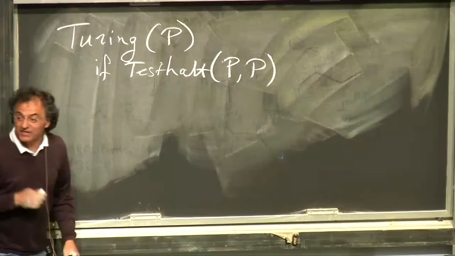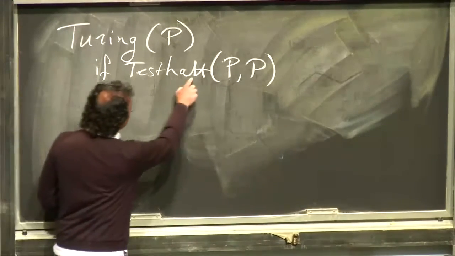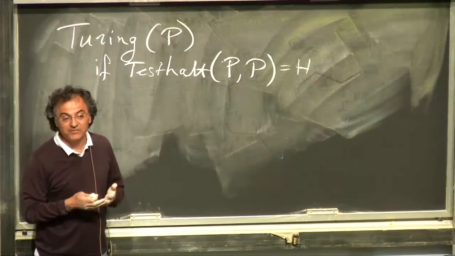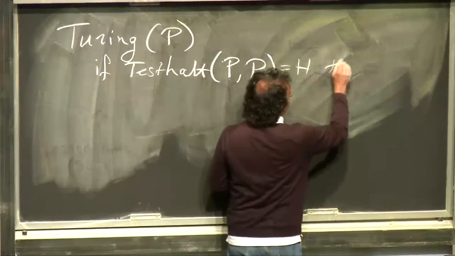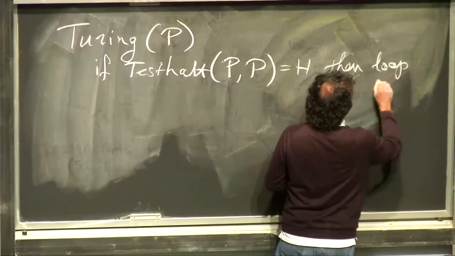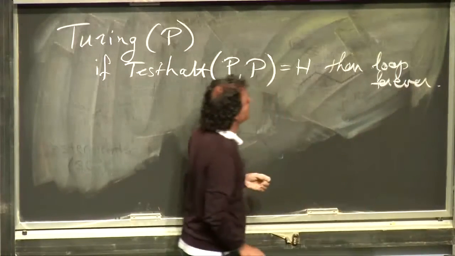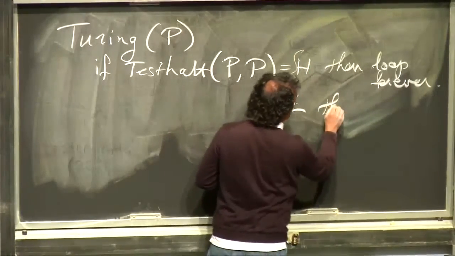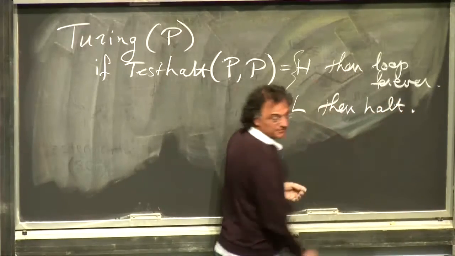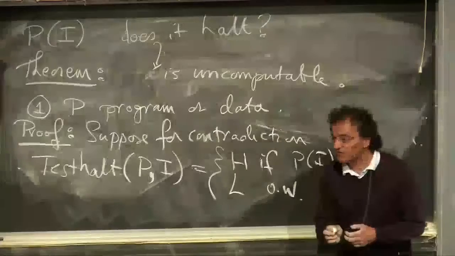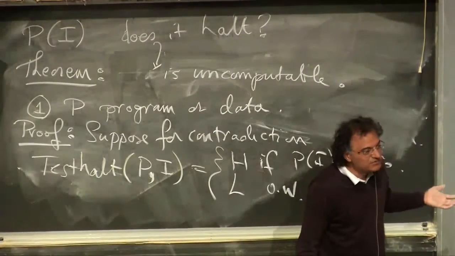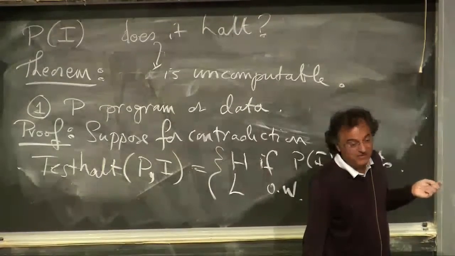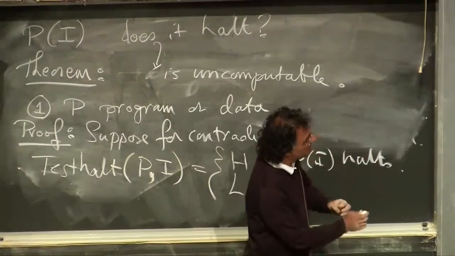Then what happens? Now, if you really want to make mischief, what you would do is, if this is equal to halt, then what would you do if you were trying to make mischief? Then loop forever. And if it is equal to L, then halt. That's a funny thing to do, but how bad can it be? Well, let's see how bad it can be.